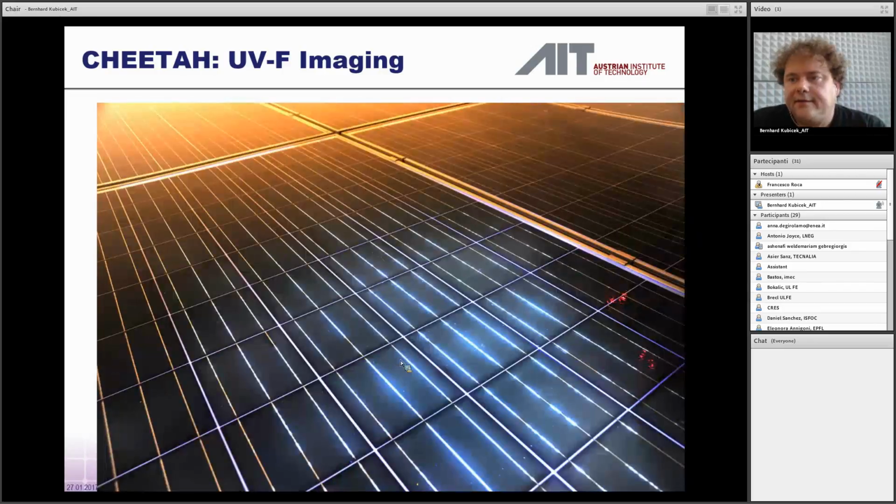What you also can see sometimes is that the busbars are brighter or fluorescing. Sometimes there are sections of the busbars which are not fluorescing.